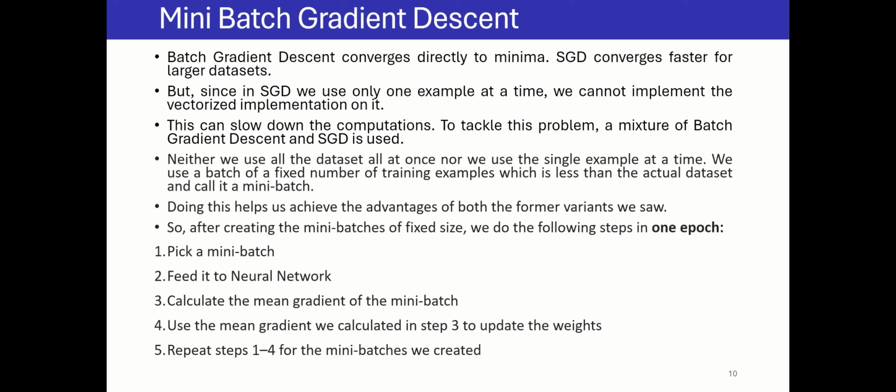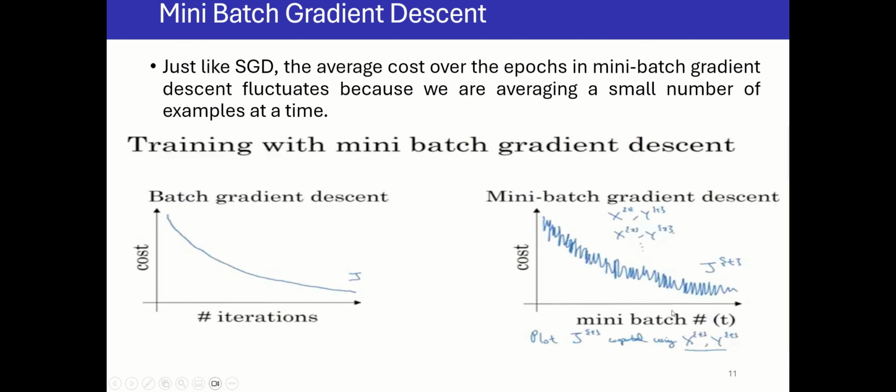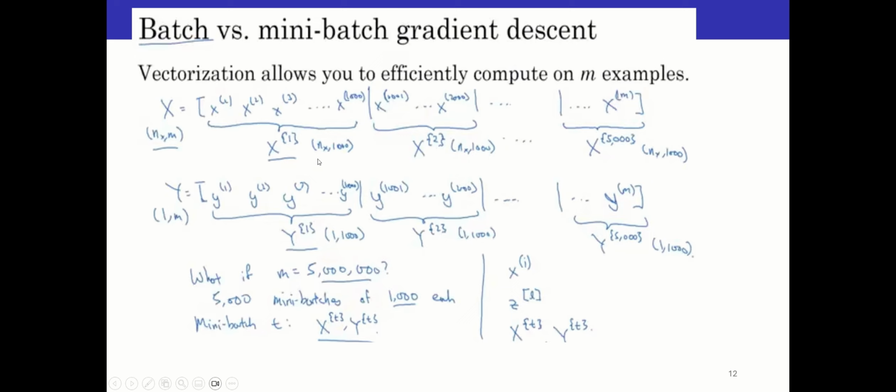So in one epoch all this will happen, as you can see on the screen. Now here also the curve will fluctuate. Mini batch descent fluctuates, not like the perfect batch gradient descent. So here, this curly braces notation is used for the batch number, like the 10th batch.